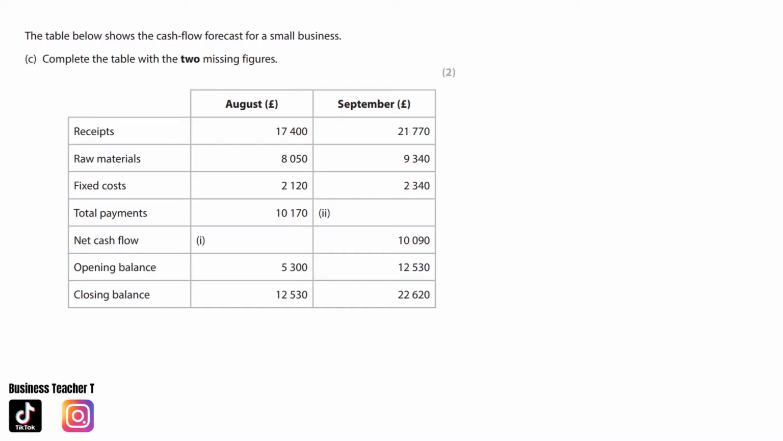So you need to become familiar with the different wordings for the cash flow forecast, because you might still be asked to do something like this: complete the table with two missing figures. So we're required now to calculate the net cash flow for August. Now we know to calculate the net cash flow, we need to add all the cash inflows or receipts together. It's already been done for us, and deduct the total payments.